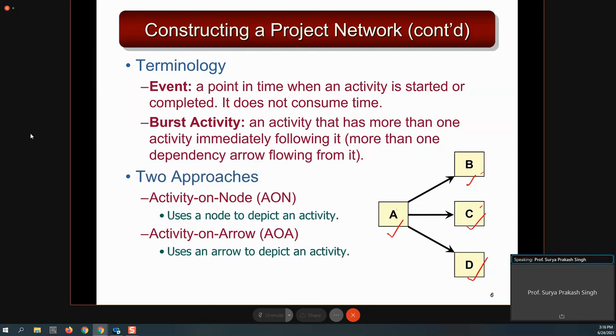So we will see that these kinds of activity, burst activity, merge activity, and normal activity, are actually present in any project network. There are two approaches to draw the project network diagram: one approach is activity on node, the other approach is activity on arrow. Both approaches are very simple.